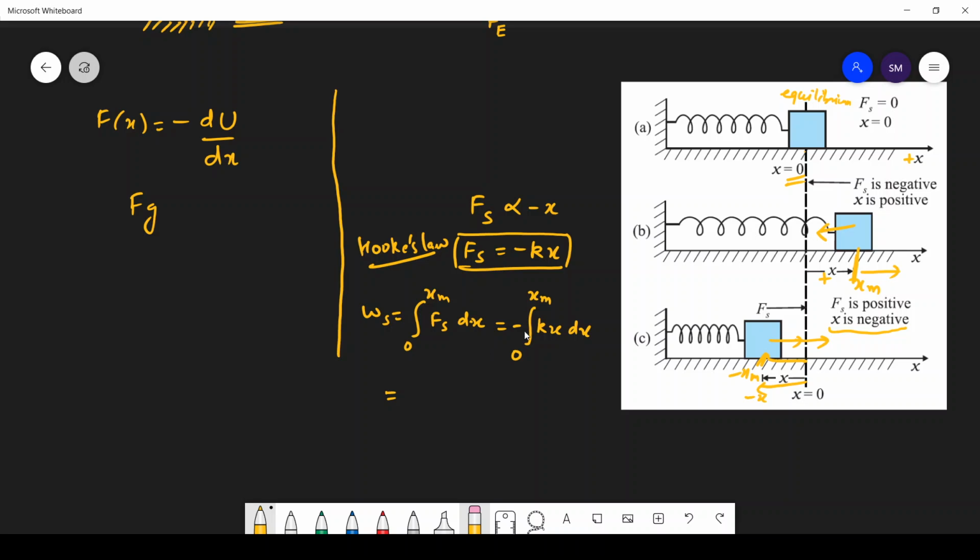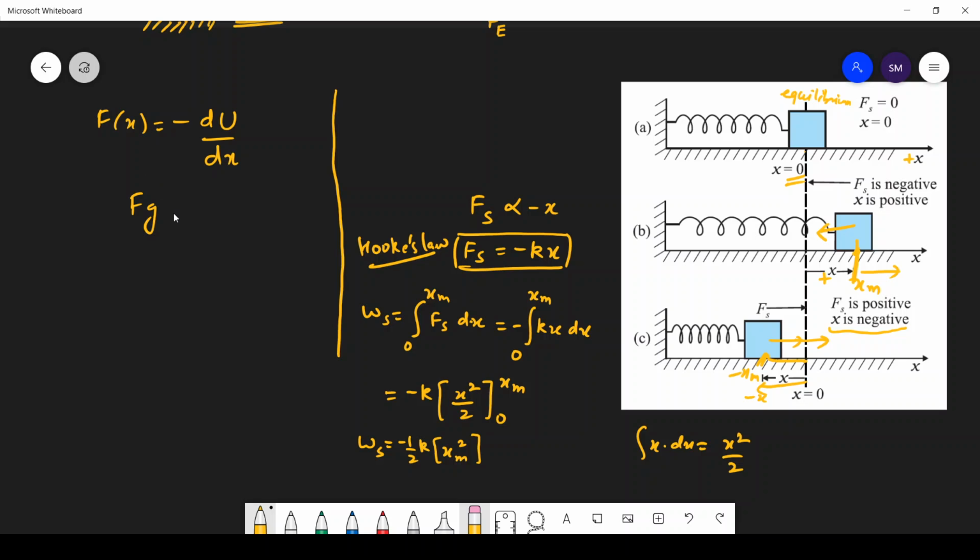Now, what is the integration of minus kx dx? You know that x dx is equal to x square by 2. So the constant will come out, minus k, and x dx is x square by 2, from 0 to xm, the maximum displacement. So maximum you have stretched it up to here. So this is xm, and that is equal to, half is constant, minus k, and put the final value, so xm square, minus, put 0, so that is 0. So that's your work done by the spring force.